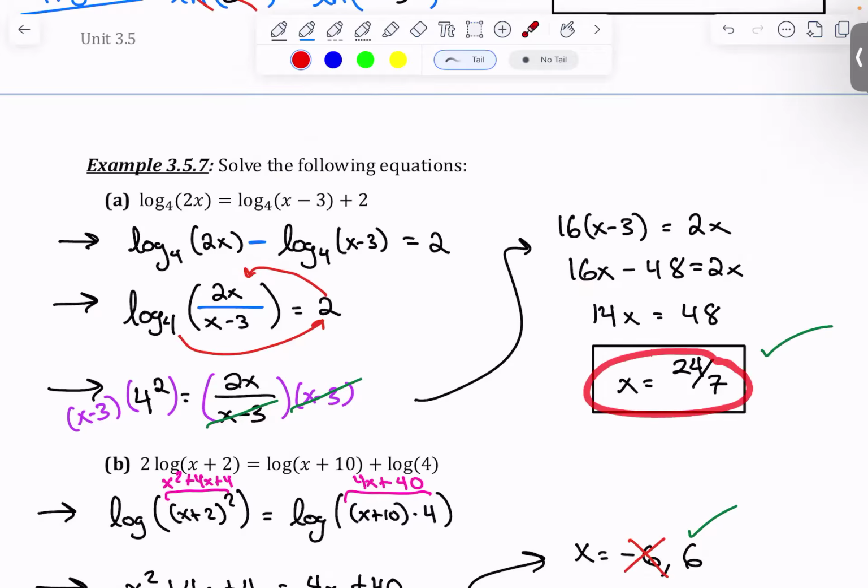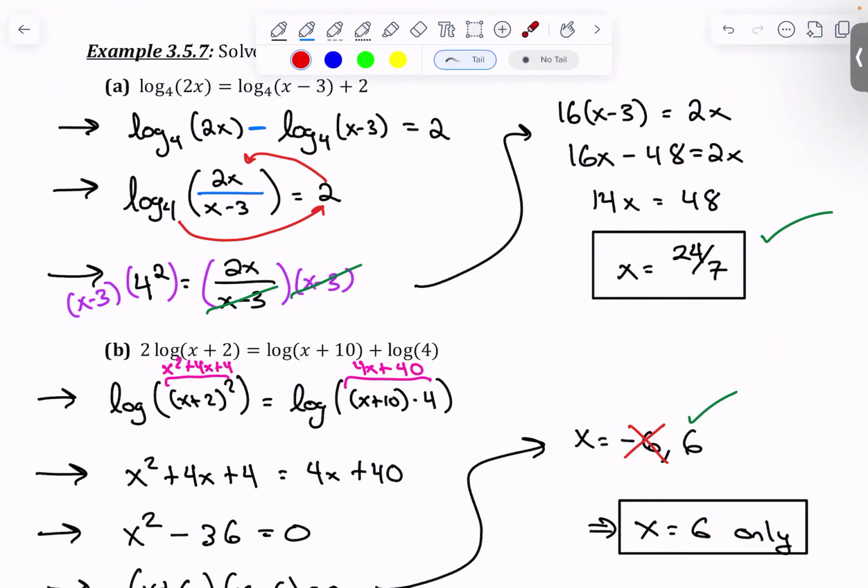Now that's about 3 point something-ish. So if you plug it into both sides of this equation, you'll see that it works. That's why there's a green check mark here, is I checked it in my head. 2 times positive 24/7, that's going to be positive. 24/7 minus 3, if you can't see that off the top of your head, that's understandable. Plug it into your calculator, you'll see that you get a positive number, so it should be all good.